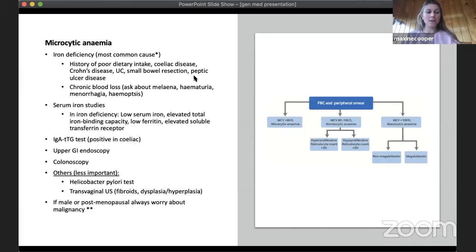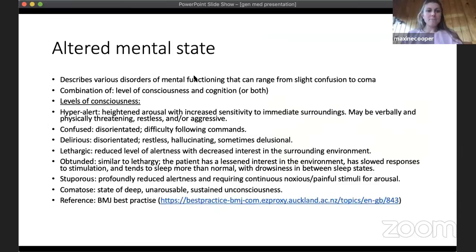Okay. My final topic that I'm going to talk about today is altered mental state, which is obviously a really broad topic and covers a lot of things, but this is so common. I'm going to talk about dementia and delirium particularly, because you will be so surprised how many cases of each of them you see, and how important they are.